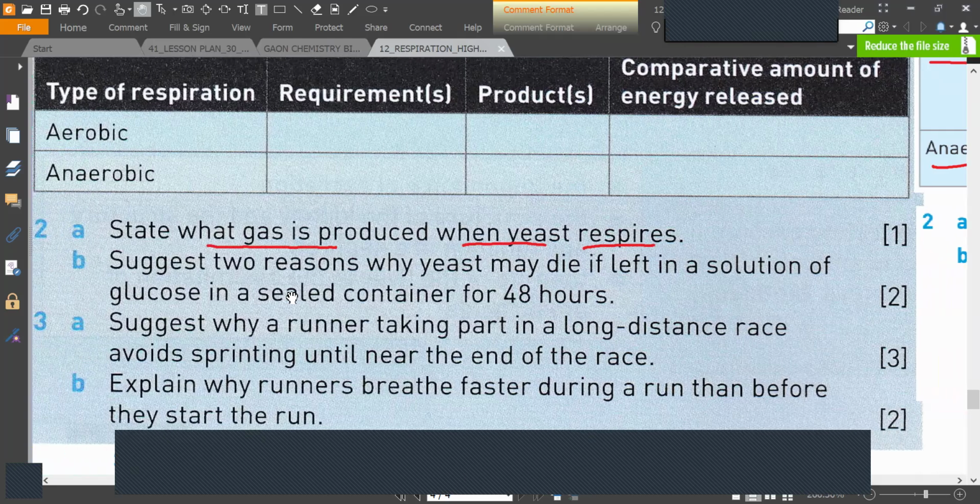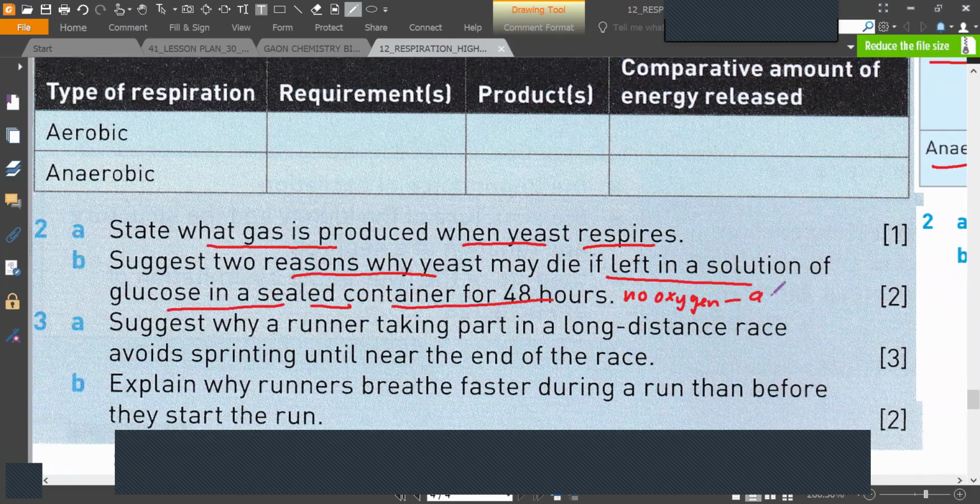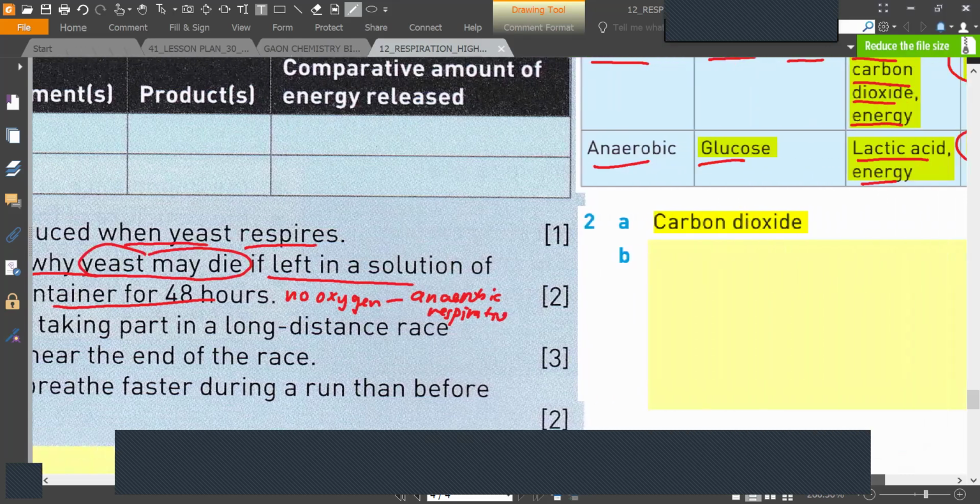Next, suggest 2 reasons why yeast may die if left in a solution of glucose in a sealed container for 48 hours. In a sealed container, there is no oxygen, so there will be anaerobic respiration. It is saying that the yeast will die. Why did the yeast die?